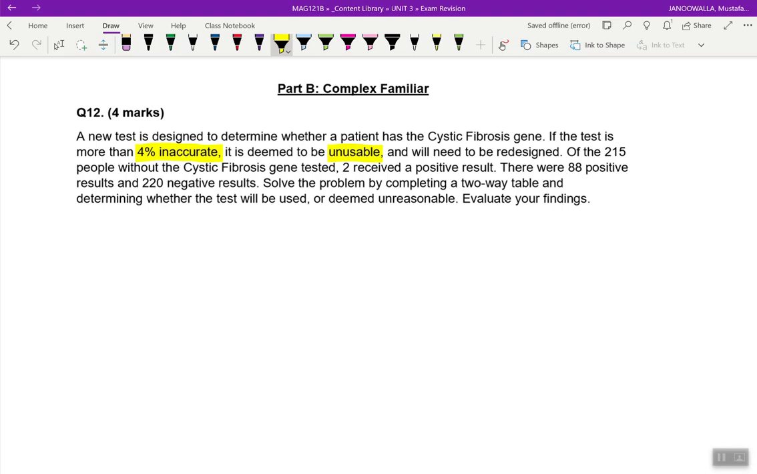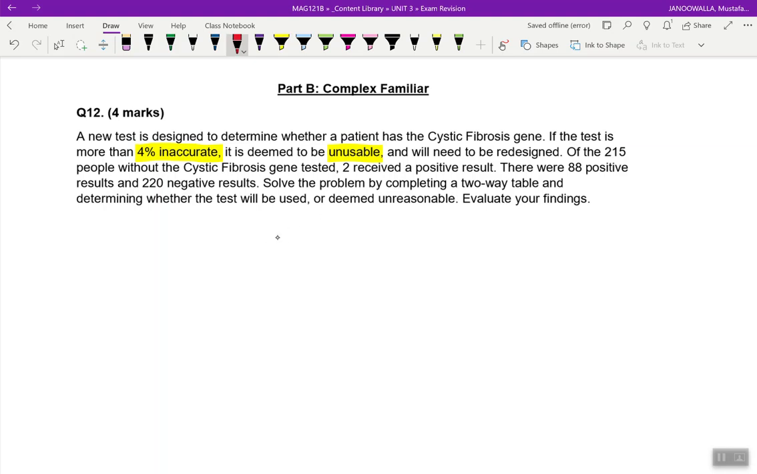Okay, of the 215 people without the cystic fibrosis gene, 2 received a positive, there were 88 positive results and 220 negative. Okay, so we create a two-way table. We know it's going to be positive, negative with the gene and without the gene. So a bit of planning before you start straight away.